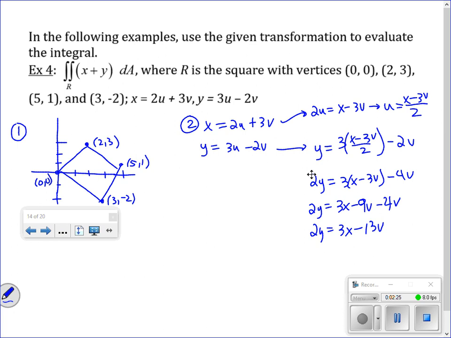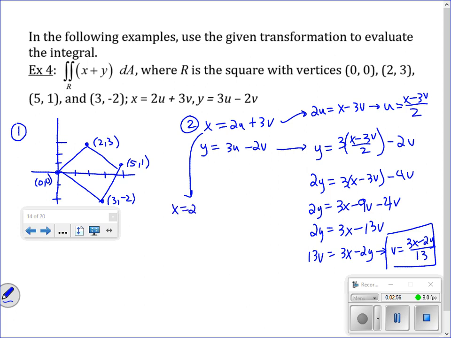So let's see, I have 13v equals 3x minus 2y. So I end up getting that v is (3x minus 2y) over 13. Okay, so there's my equation for v. So now I have to find an equation for u. So I'm just going to go ahead and maybe use this guy right here.